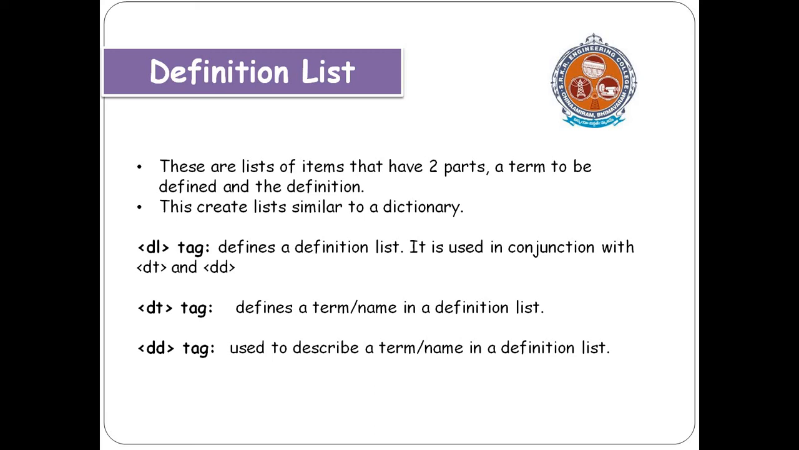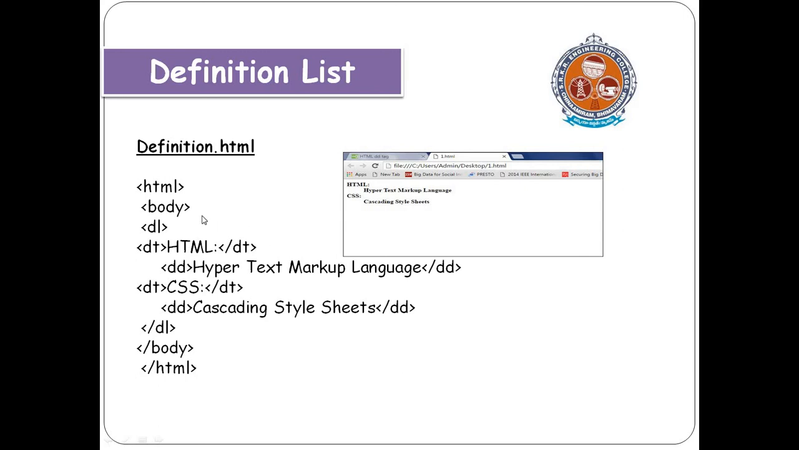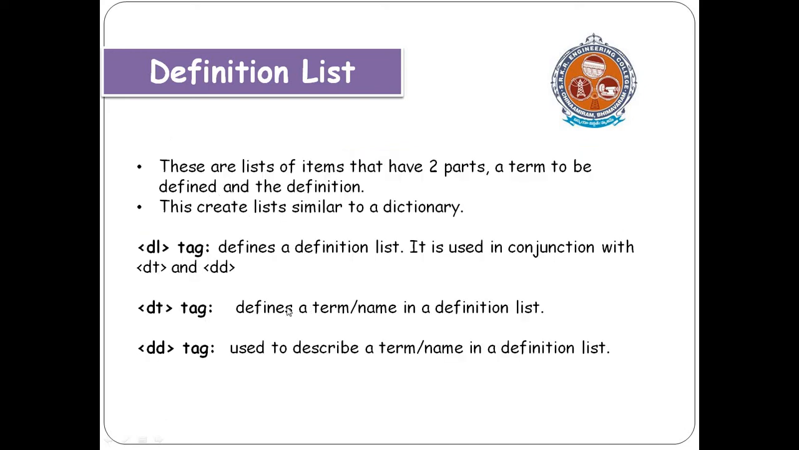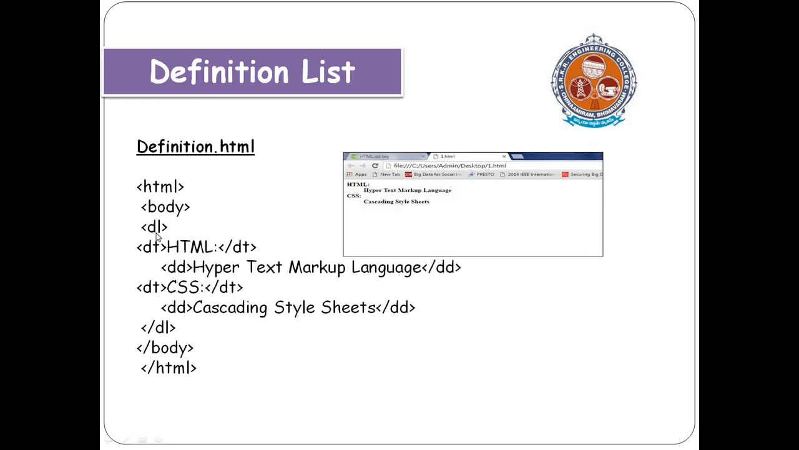For that purpose you have to use three tags. First one is DL, and then DT and DD. So DL, definition list, is used in conjunction with DT and then DD. DT is a term for the definition list and DD is used to describe a term in the definition list. So just see the example. If you see the HTML DL, that means definition list. In that you first use DT. You define a term or name in the definition list with the DT tag.